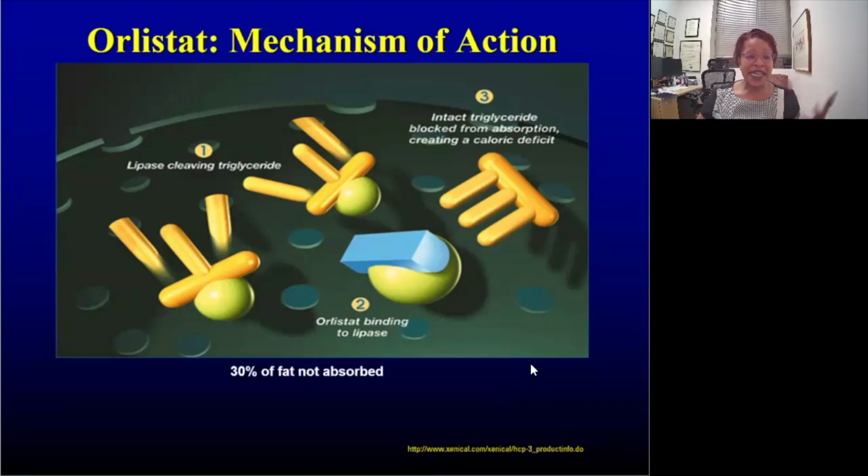Basically, after we eat a meal that has fat in it, triglycerides, right? So like this is a triglyceride, that's a type of fat. It gets broken down by these enzymes, and that makes it small enough to absorb into our intestines. Well, orlistat, what it does is it blocks those binding sites. So the triglyceride stays as a big cell and it can't be absorbed, and about a third of it goes out into our stool.